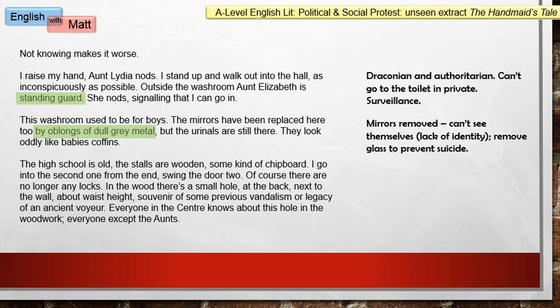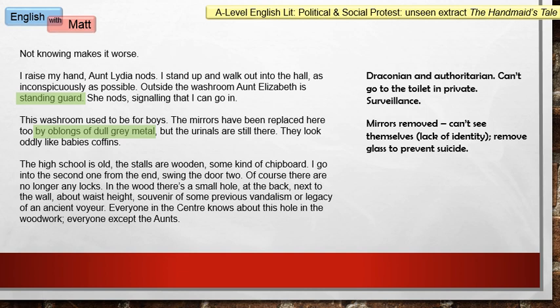And when she does get into those gents' toilets, she sees that the mirrors have been replaced by dull grey metal, suggesting firstly that they can't see themselves, so they have a lack of identity which links to the name change, but also that perhaps the glass has been removed so they can't smash it and commit suicide by harming themselves. So again, even suicide isn't being used as an escape here.